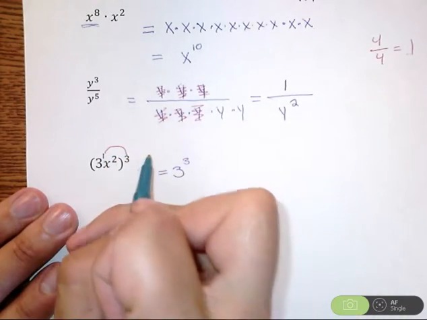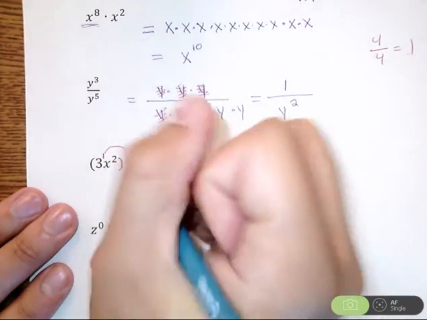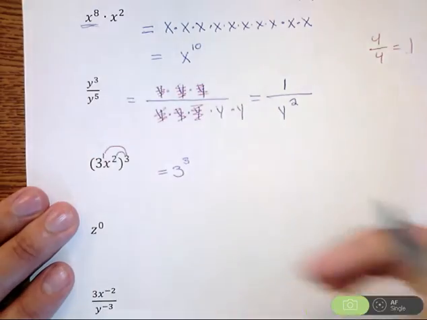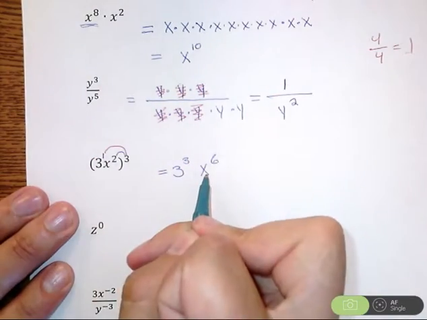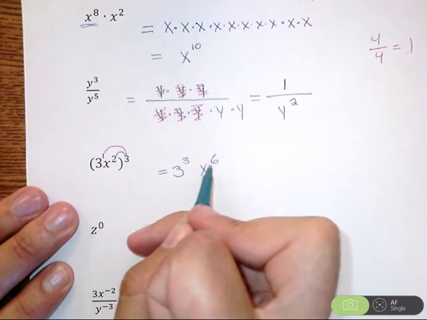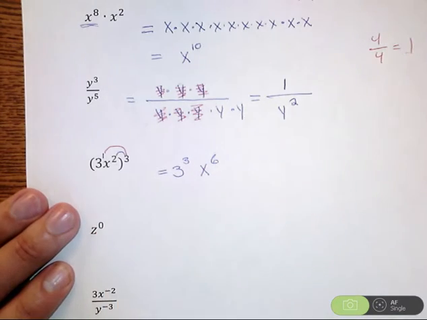We also have to take that 3 and distribute it to the other exponent in there. So this 3 times the 2. Well, 3 times 2 is 6. So we keep the base of x. Now we have an exponent of 6.